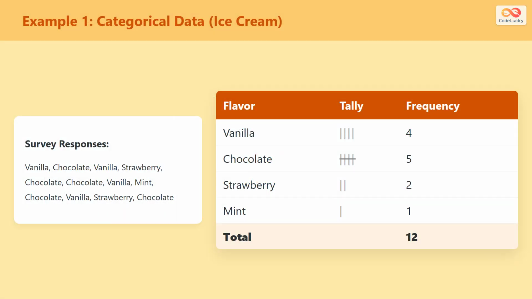Let's try a simple example with categories, like ice cream flavors. We have a list of responses from a survey. By creating a row for each flavor and counting the occurrences, we can instantly see that chocolate is the most popular with 5 votes, while mint is the least popular with 1.